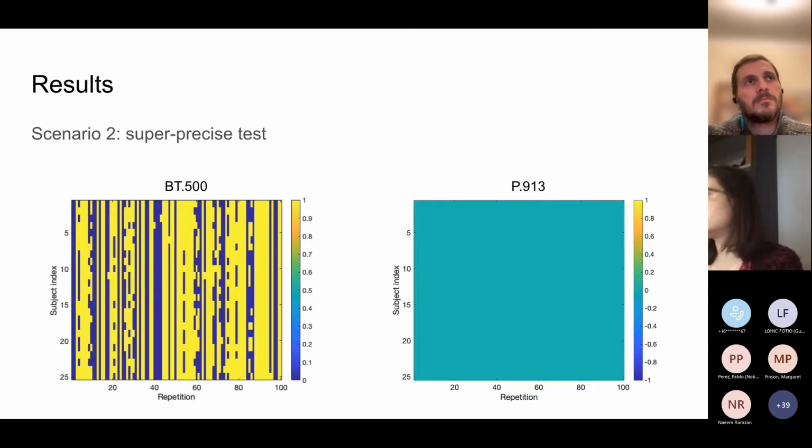We see that P913 doesn't detect any outlier, which is what we want, because we have a very precise distribution of scores, which means that the subjects are rating very closely to each other, and we don't expect any outliers. But what we witness is that in these cases, there were a significant number of repetitions for which BT500 completely broke. And what happened was that all of the subjects were detected as outliers. And these are all of the vertical white bands that you see here.